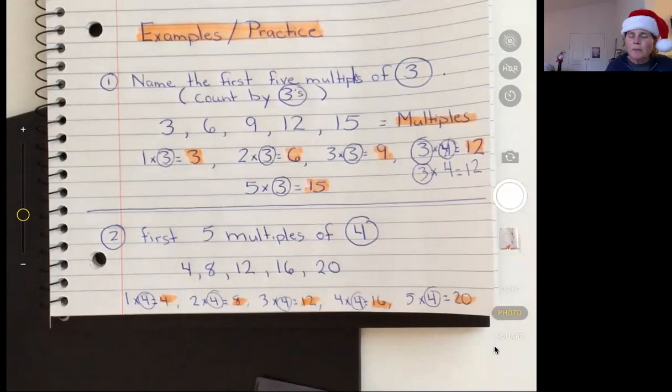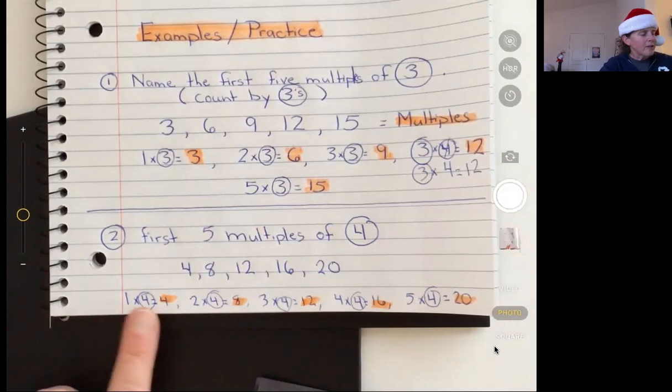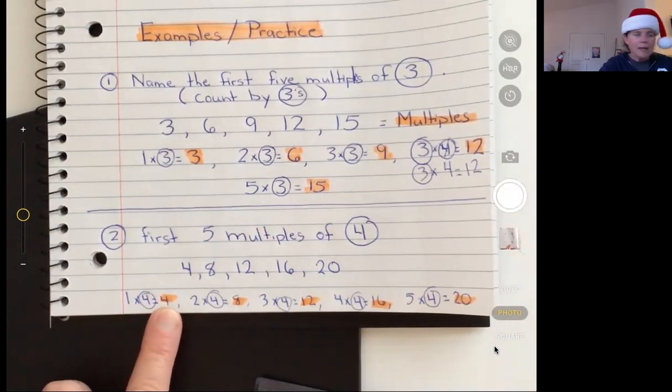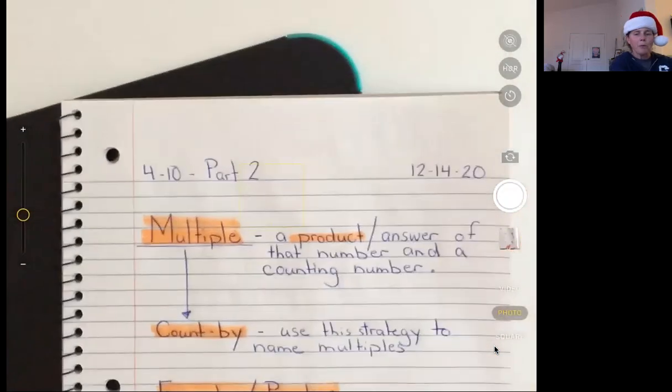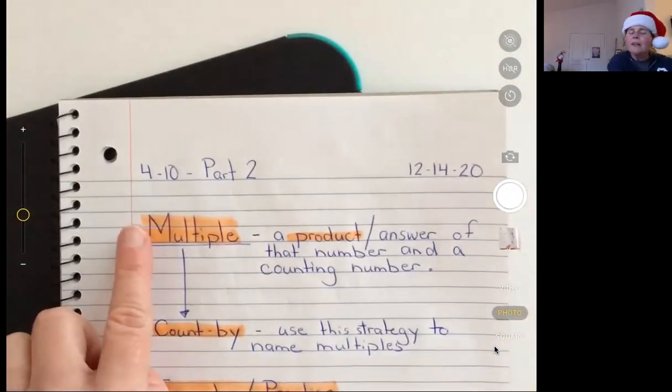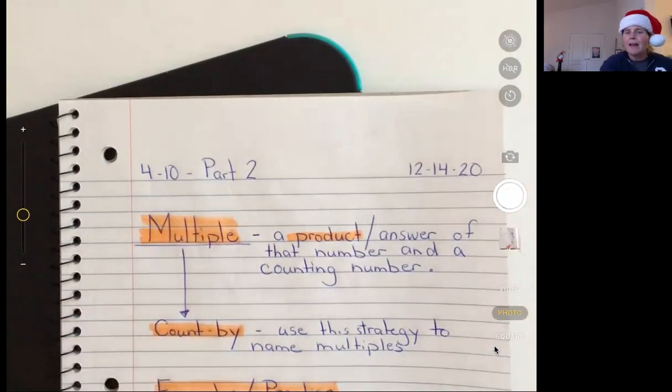So that's a little bit about multiples. When we practice today, we'll be comparing. Remember, these are considered the factors, the two numbers that we multiply together to get the product. And the product, now we know, is called a multiple. So we'll be diving a little bit deeper into multiples as we practice live today.